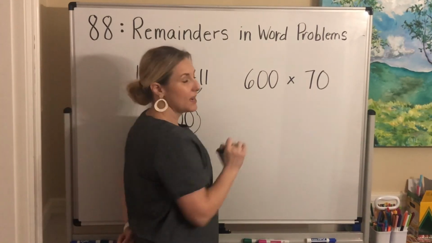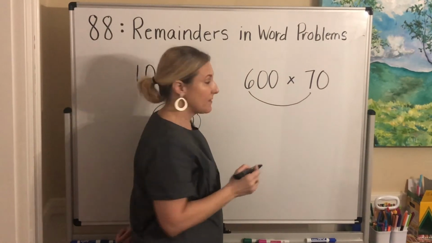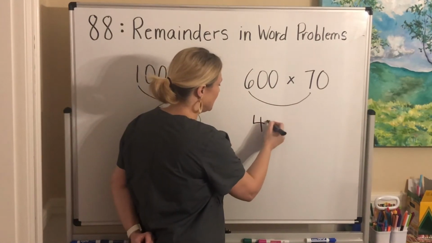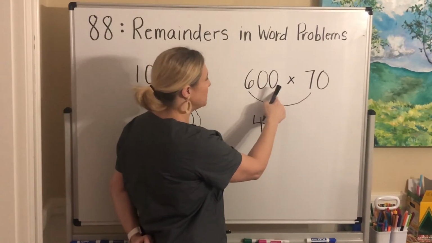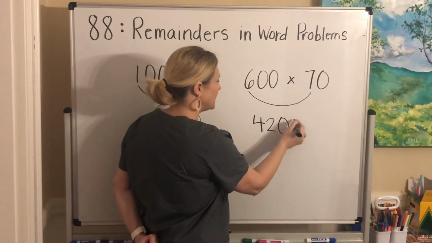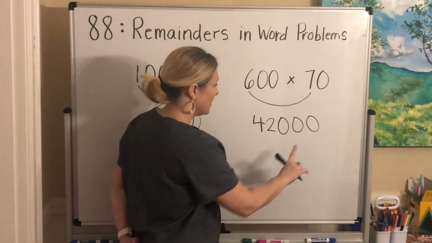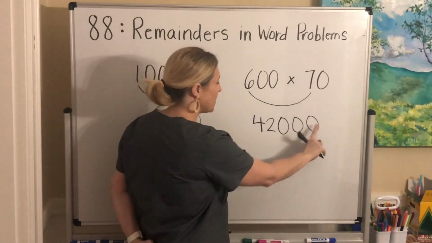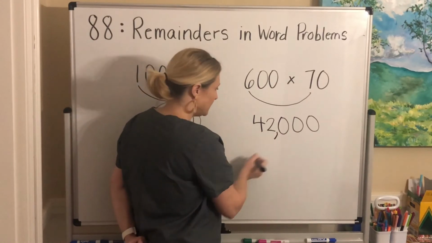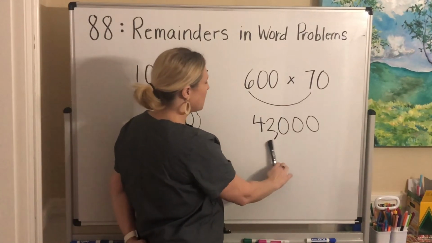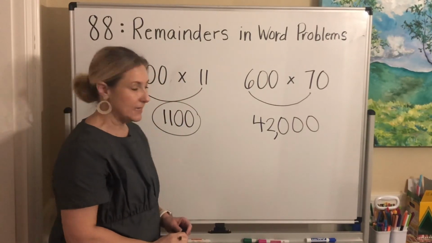Let's use the same method here. What is 6 times 7? 6 times 7 is 42. Okay, now how many zeros in this problem? 1, 2, 3. So we need to add 3 zeros to this, and we need to put our commas in now. And commas go every 3 numbers over from the left. 1, 2, 3. So the answer to this is 42,000. 600 times 70 is 42,000.